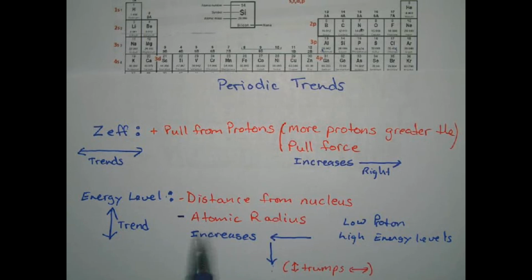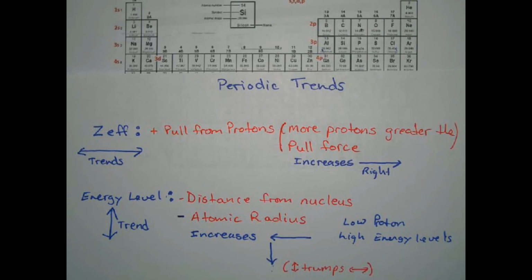Remember, the atomic radius increases as you go left on the periodic table and down. Okay? Remember, up and down always trumps left and right when we're looking at any trends. Whoever's the most up, whoever's the most down will trump whoever's the most right or left, depending on how the trend goes. Okay?